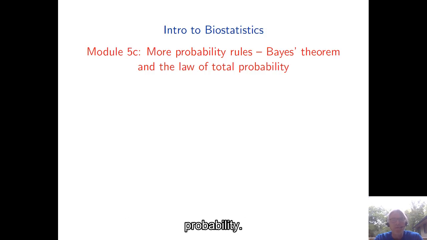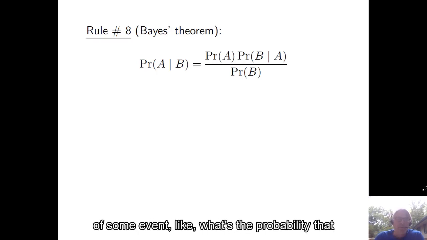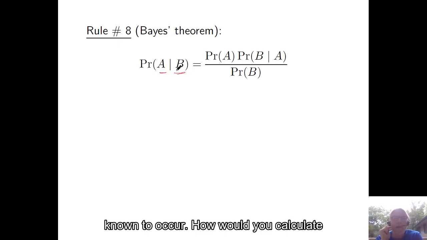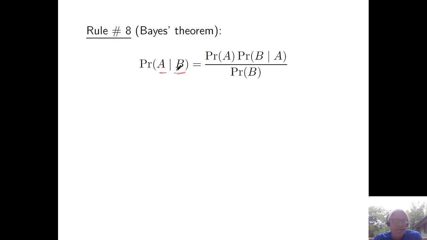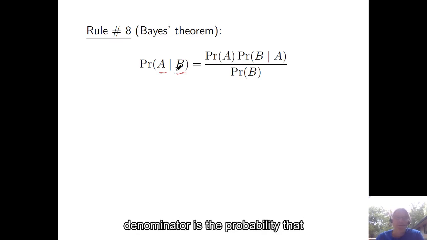Bayes' theorem states that if you're interested in knowing the conditional probability of some event, like what's the probability that event A occurs given that B is known to occur, how would you calculate that from other things that you might know? We can use this fraction where the numerator is the probability that A happens multiplied by the probability that B happens given that A has happened, and the denominator is the probability that B has occurred.